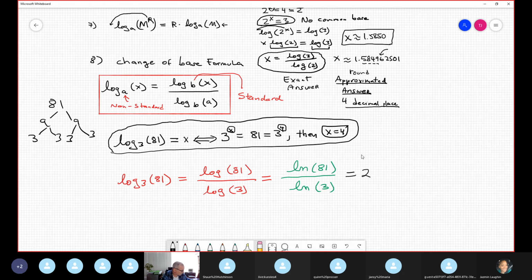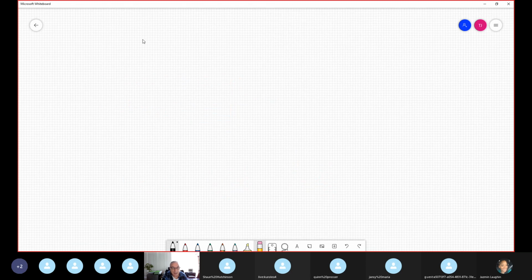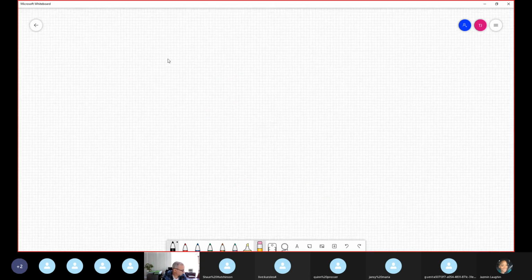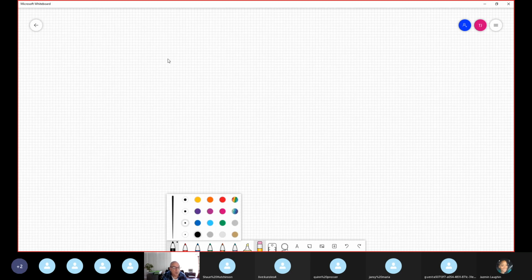Okay, just let's practice a little bit, not too much, the properties. Let's practice a little bit. In this case, we have two basic operations. We expand or we condense. For example, example one.